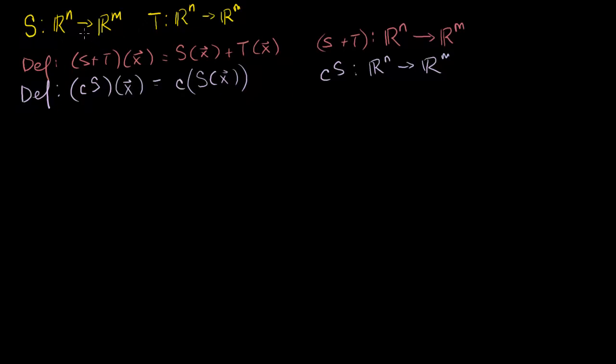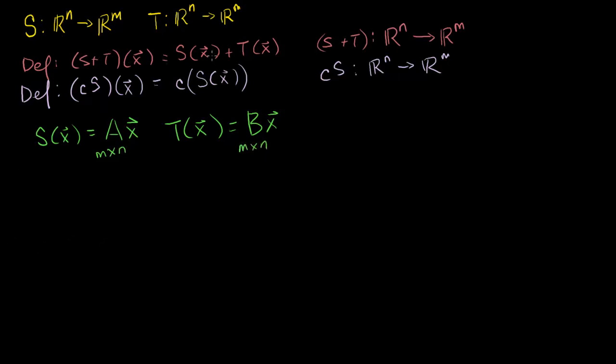Now let's see what happens if we look at their corresponding matrices for these transformations. We've seen in a previous video that any linear transformation can be represented as a matrix vector product. So let's say that S of a vector x is equivalent to the matrix A times that vector x. And let's say that T of x is equal to the matrix B times a vector x. And of course, since both of these are mappings from Rn to Rm, both of these matrices are going to be m by n.